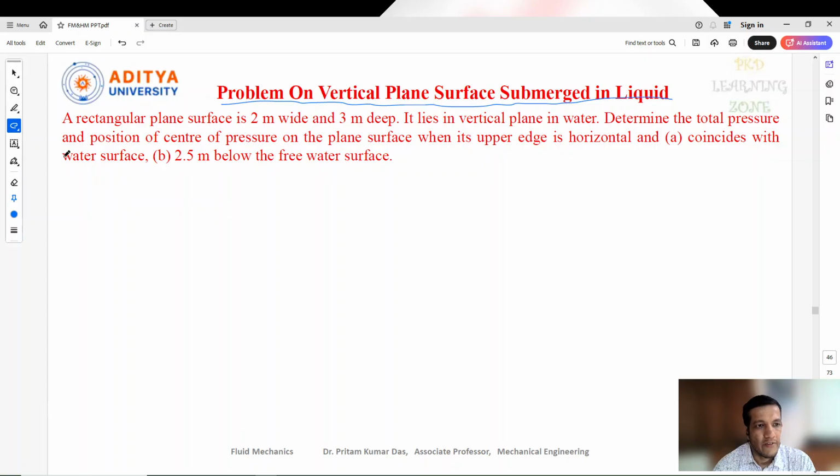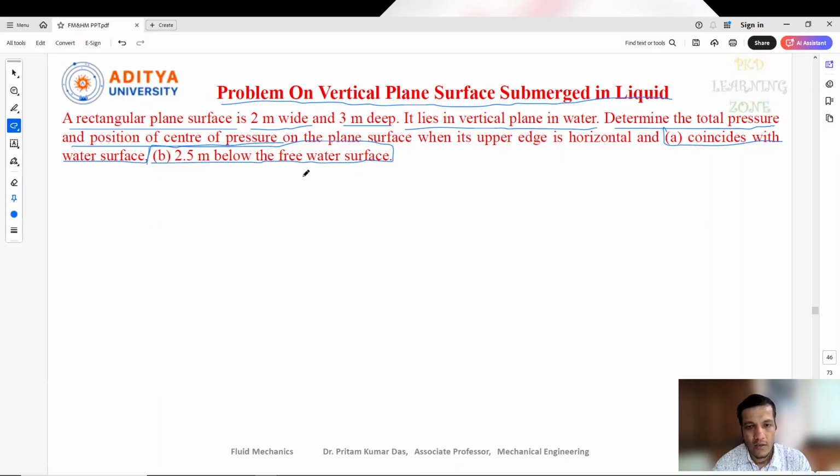The question here: I have taken a rectangular plane surface that is 2 meter wide and 3 meter deep. It lies in a vertical plane of water. Determine the total pressure and position of center of pressure on the plane surface when its upper edge is horizontal and coincides with the water surface. The second part is when it is 2.5 meter below the free water surface. So these two things we need to calculate here.